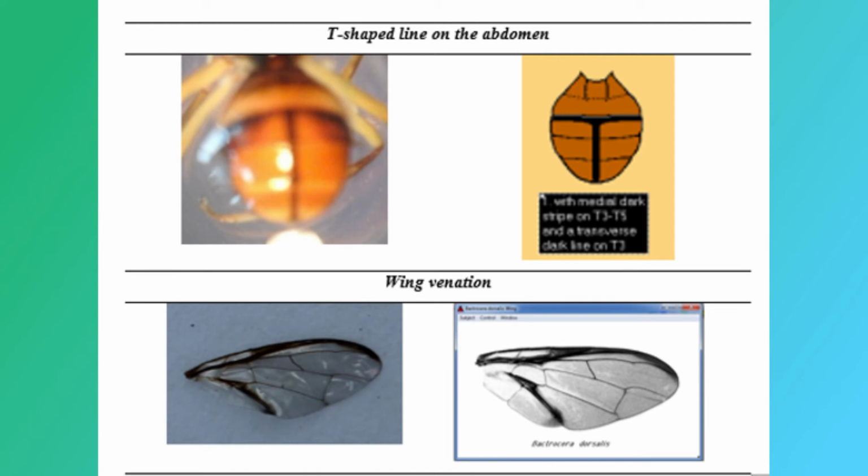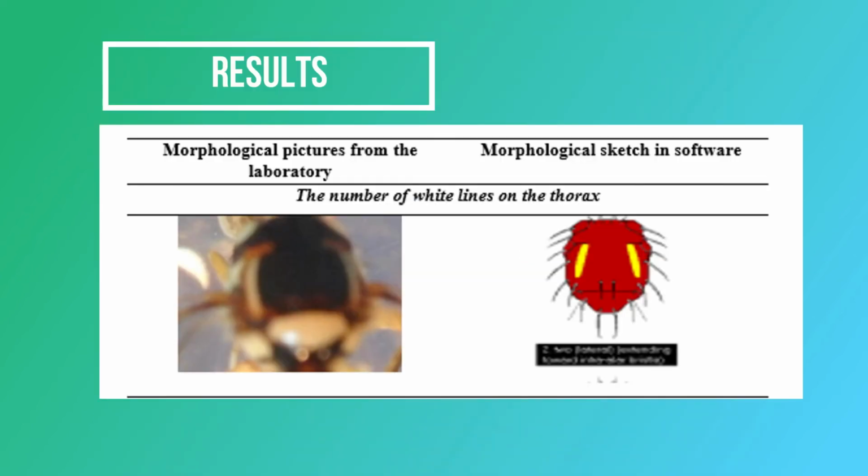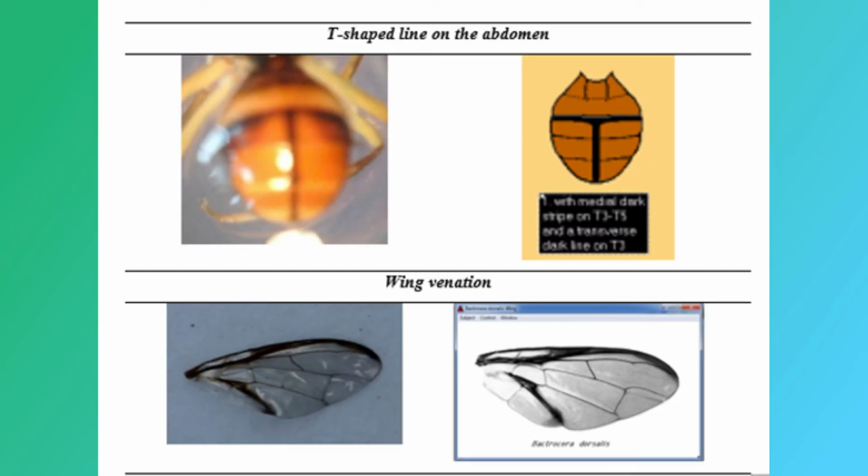The thorax of Bactrocera dorsalis has a dominant black color. There are two bands, pale white to yellow, on the right and the left sides of the thorax. On the abdomen, there is a line with a firm or clear T pattern starting at the third segment of the abdomen. Bactrocera dorsalis wing venation has no transverse band from the costal margin to the underside of the wing.